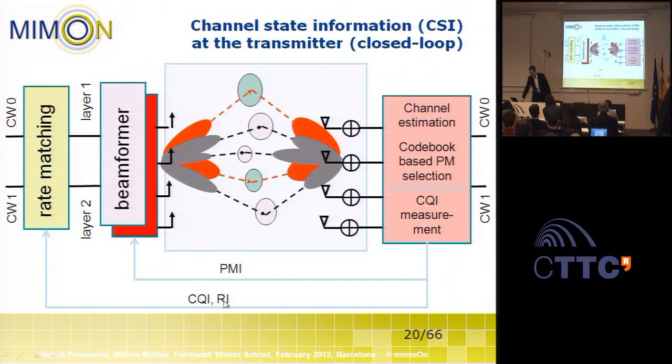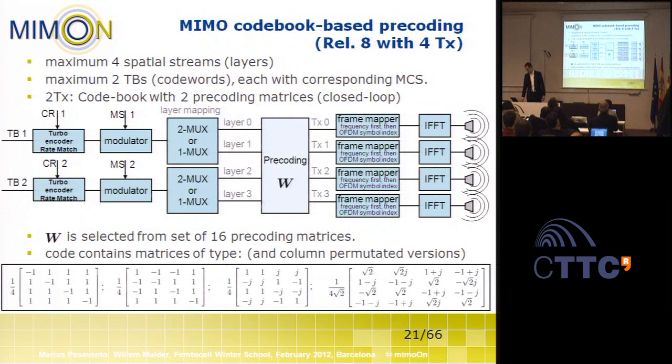There's also a rank indicator that is used here to define the number of streams that are used for the transmission. So in this case, as I've illustrated here, we have a rank of 2. So 2 streams are used for the transmission.